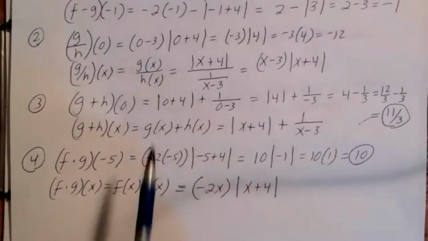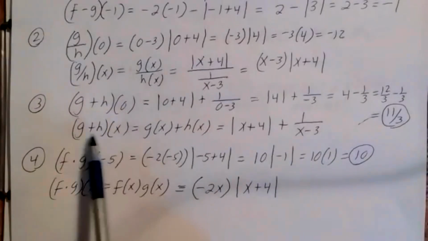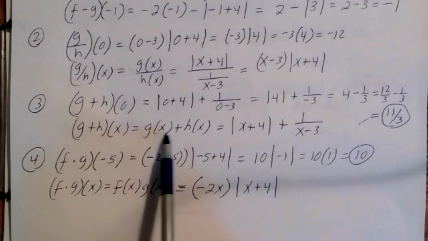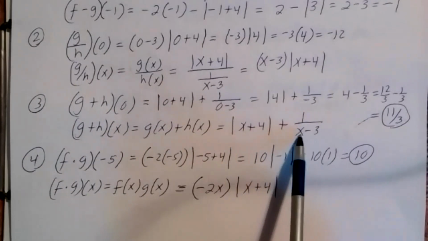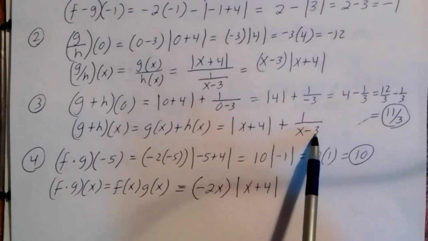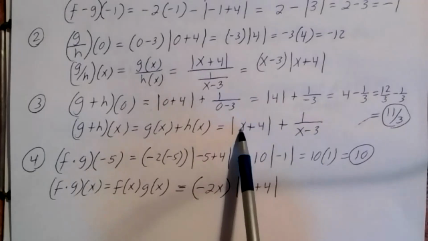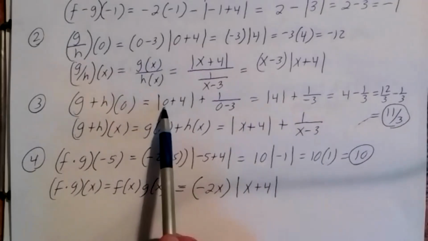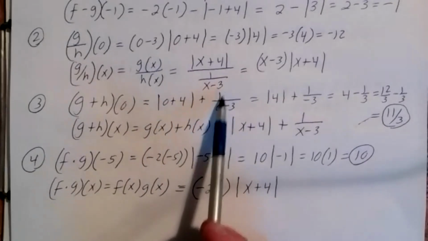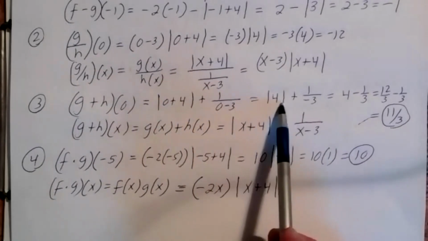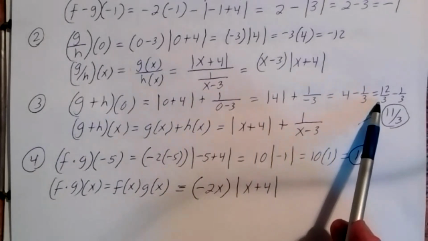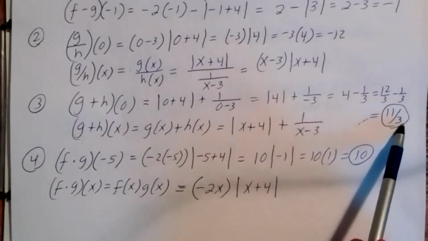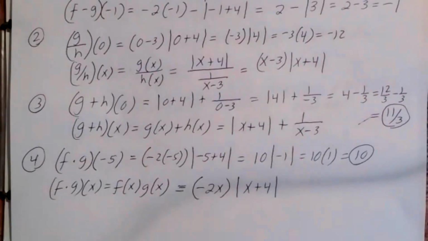Number 3, g plus h evaluated at 0. What is g plus h of x? It's a new function called g of x plus h of x, which is to say the absolute value of x plus 4 plus 1 over x minus 3. To then evaluate it at 0 means to put 0 in here for x and here. So we have the absolute value of 0 plus 4 plus 1 over 0 minus 3, which is the absolute value of 4 plus 1 over -3, which is 4 minus 1/3, which is really 12/3. Another name for 4 is 12/3. 12/3 minus 1/3 is 11/3. Anybody get 11/3 for number 3?